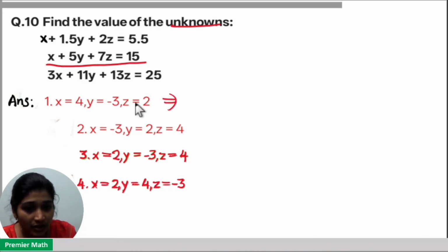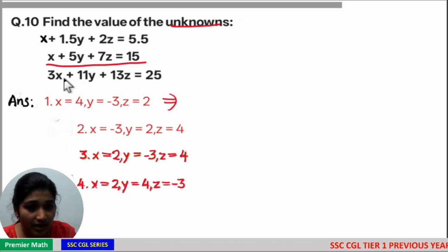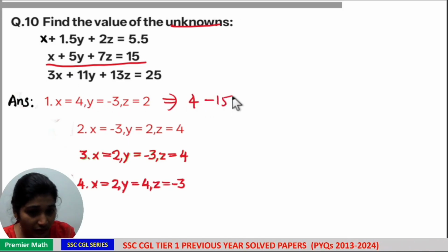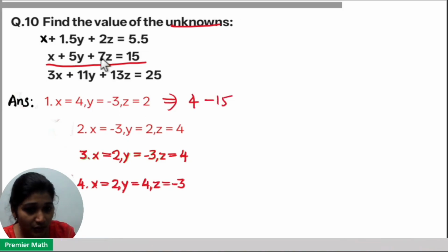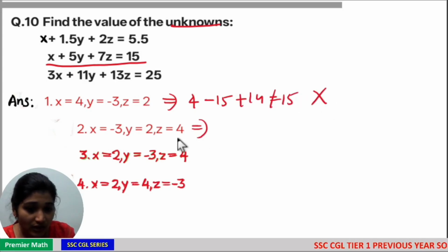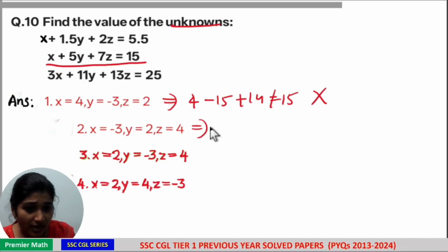Now, if you put the values of option 1 in the second equation, x is equal to 4 here and y is equal to minus 3. So minus 3 into 5 will become minus 15. And here z is equal to 2. So 2 into 7 is equal to 14. So this is not equal to 15. So this is wrong.